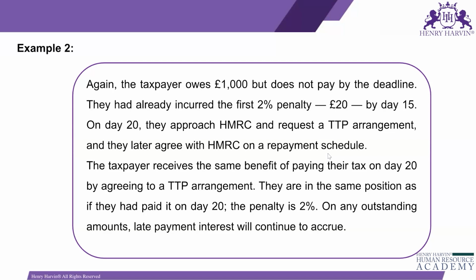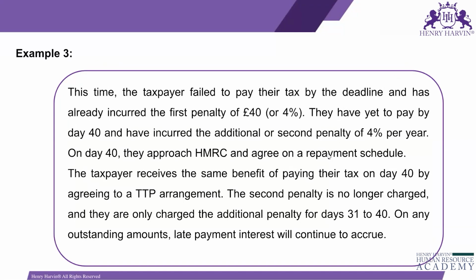It could be 30 days also. Like till the 30th day, if a TTP has been arranged, then only 2% will be charged, not 4%. Okay. The third situation will be this: the taxpayer failed to pay the tax by the deadline and has already incurred the first penalty of 4%. That is 30 days. Okay, they have yet to pay by day 40, and still 40 days have passed, and have incurred the additional or second penalty of 4% per year.